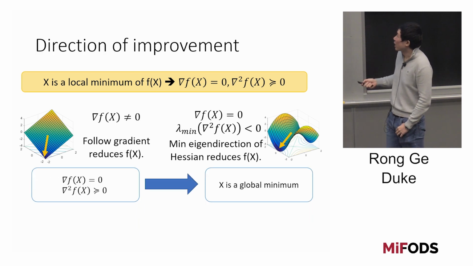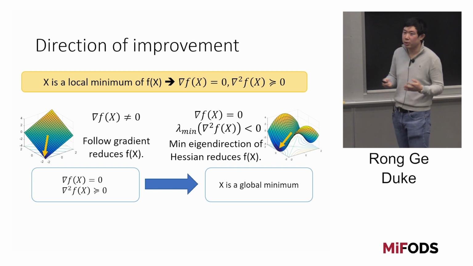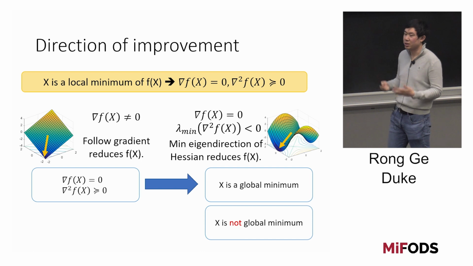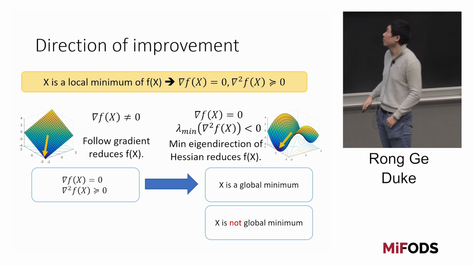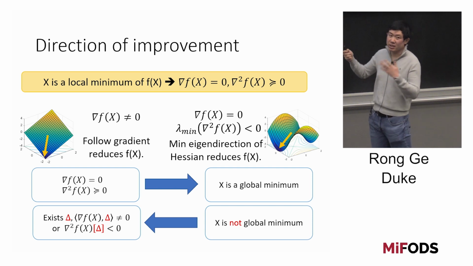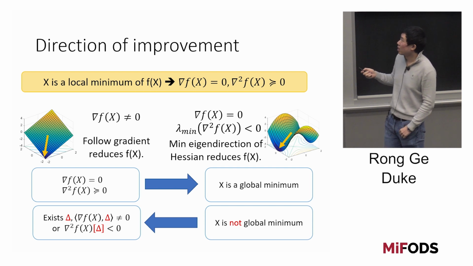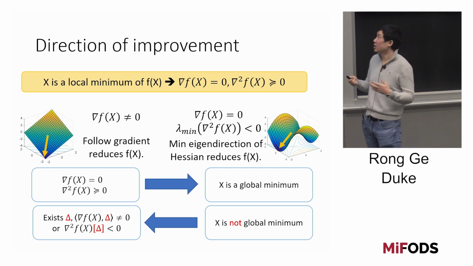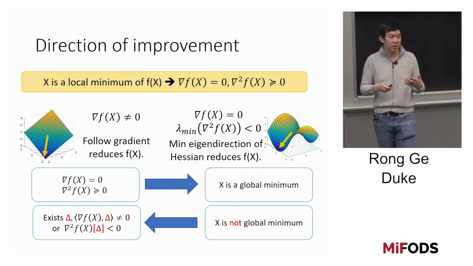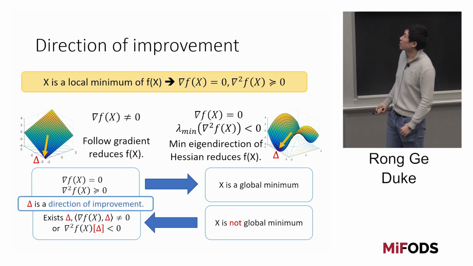But many times we actually do this backwards. Instead of proving this statement, we look at the contrapositive. We start by looking at a point that's not the global optimal solution. Then what we want to show is that one of these two necessary conditions is violated. More specifically, we want to show that there exists a direction, delta, that either correlates with the gradient or correlates with the negative eigendirection. We will call this delta a direction of improvement.